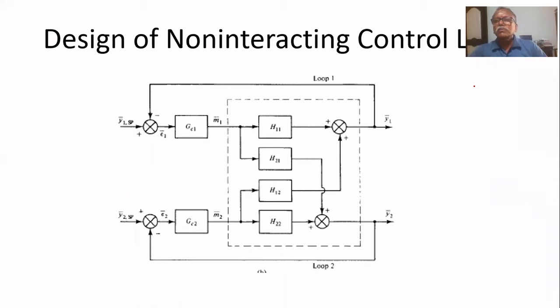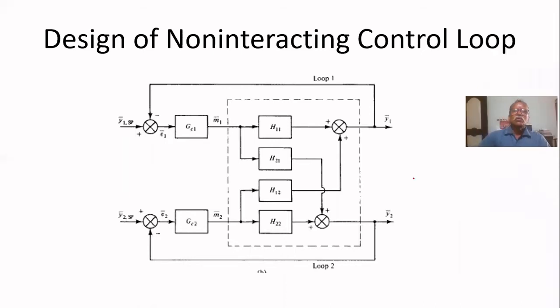Now we are going to see how to design a non-interacting control loop. Already we know that if M1 is manipulated, not only Y1 changes, Y2 also changes, in a 2 by 2 MIMO system. Similarly, if we change M2, both Y2 as well as Y1 change.